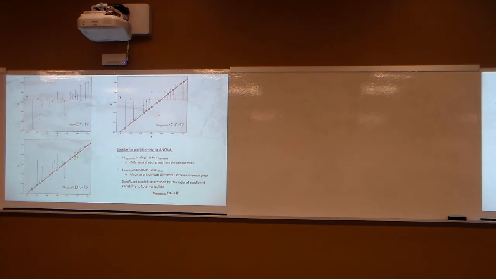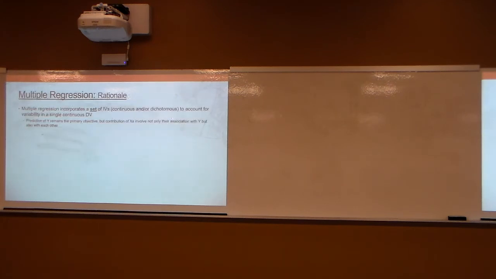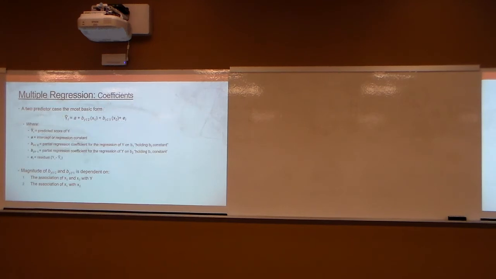Okay. All right. So we talked about significance testing. Talked about what's going on there. We talked about multiple regression. Here we've got the most basic form. We've got a couple of different variables. We've got b1 and b2, relative to our bivariate regression, where we have just one predictor.